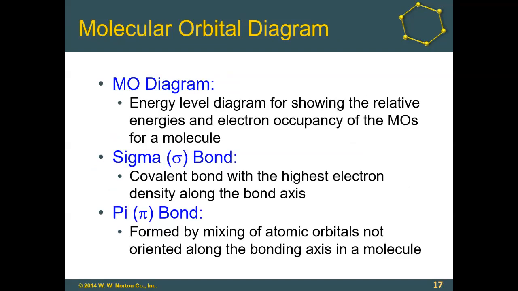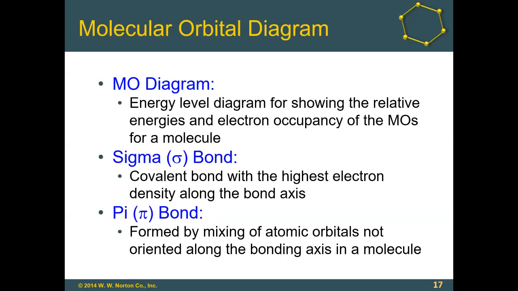You should be able to take a diagram, if it was given to you, and fill it up from the lowest energy to the highest using the Aufbau principle. This works the same way as the orbital diagrams for the atoms. And when we put electrons into those MO diagrams, we see that there are certain kinds of orbitals, and we call those molecular orbitals sigma orbitals and pi orbitals. This is actually where the terminology comes from for those single and double or triple bonds.